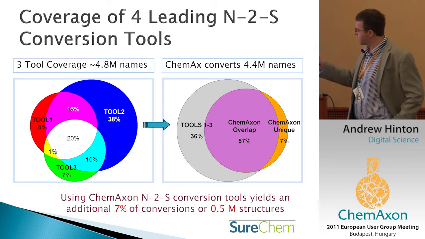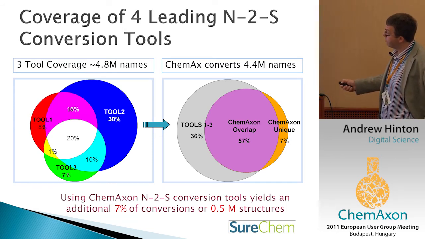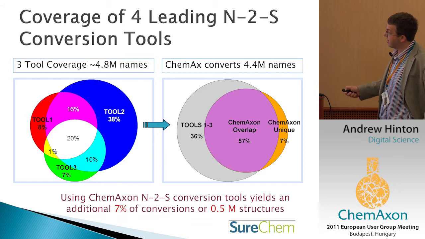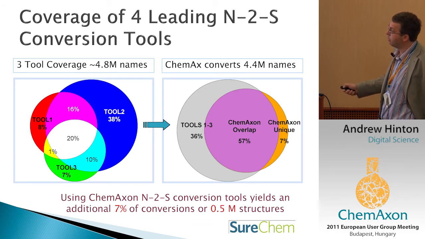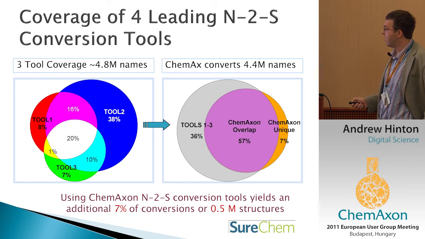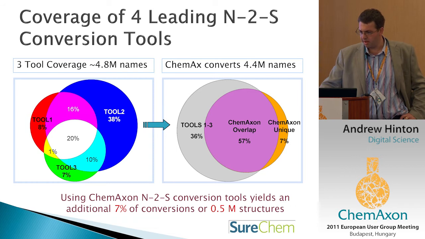So when we look to add ChemAxon's contribution, we see that there is a distinct overlap. 57% of ChemAxon's names that it was able to generate a structure for would overlap with the existing pool of names and structures that we had on the left-hand side here. But again, there was this 7% where ChemAxon provided a unique way into the structures of the names represented in the text. So in terms of coverage, we were really happy when we saw those figures.